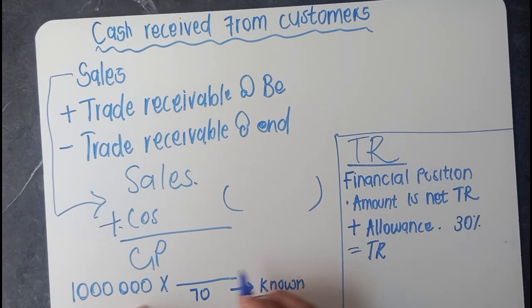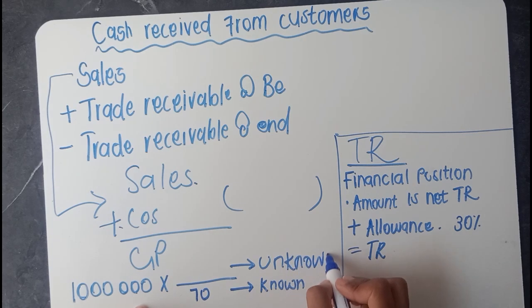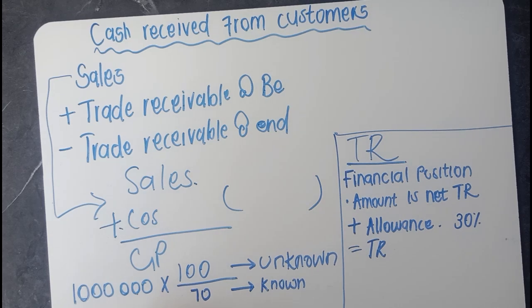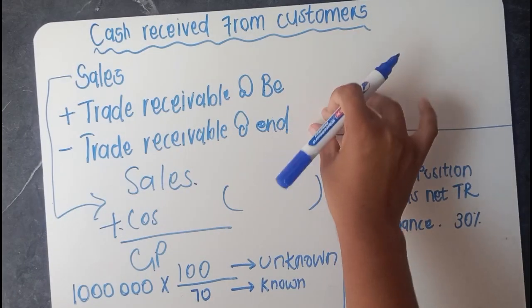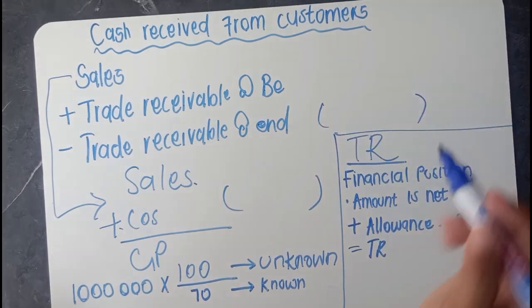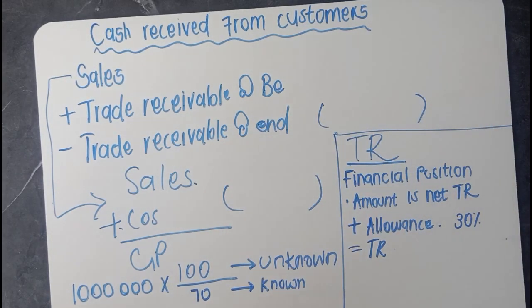And then, what are you looking for? What you're looking for is always on top, which is your unknown, and you're looking for the 100%. So whatever amount you get, you put it here. Remember, your trade receivables at the end are always bracketed, right? Okay, let's continue with this.